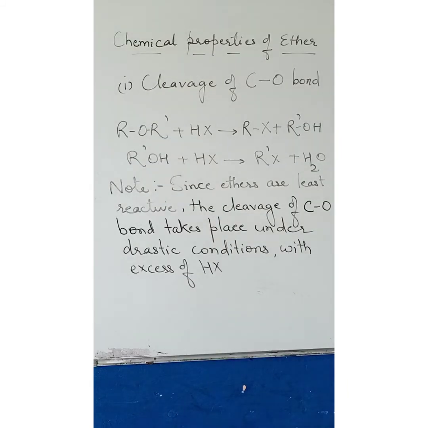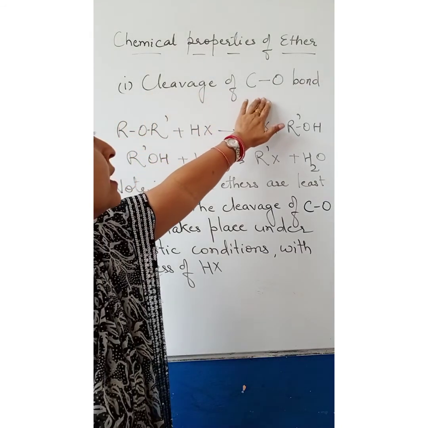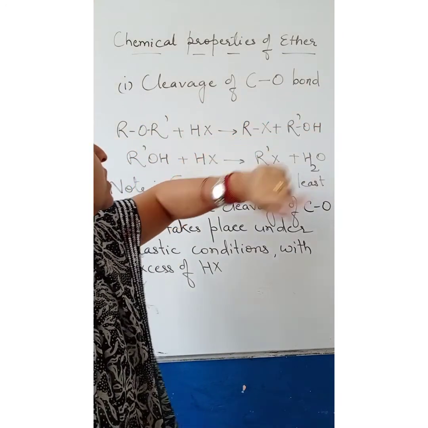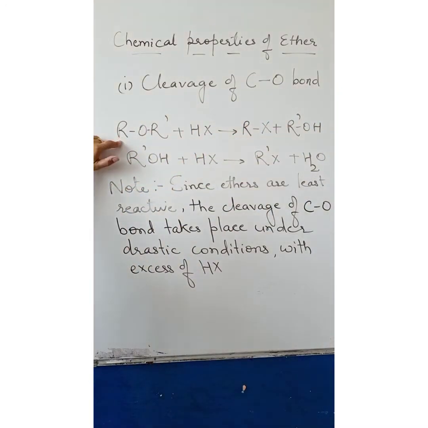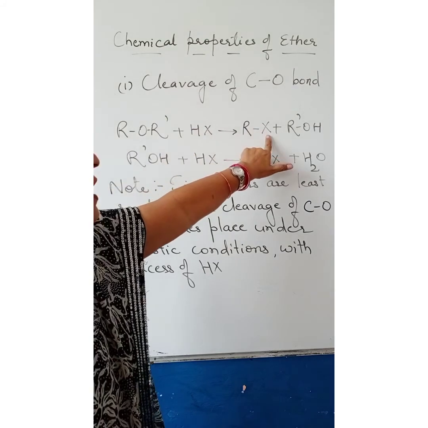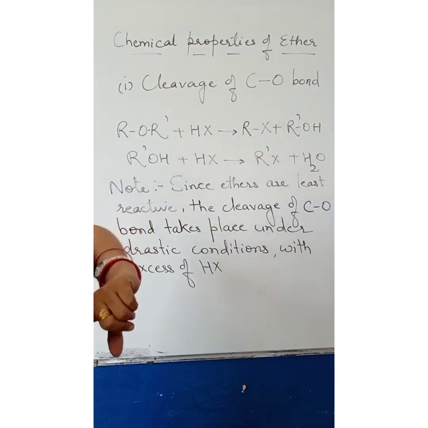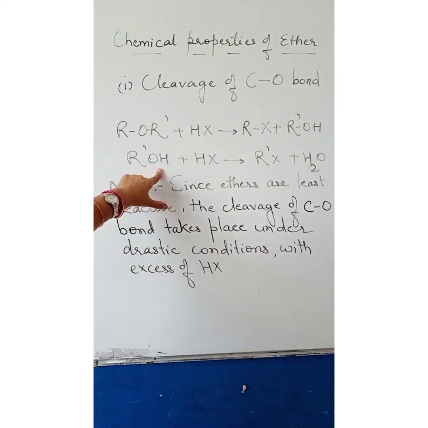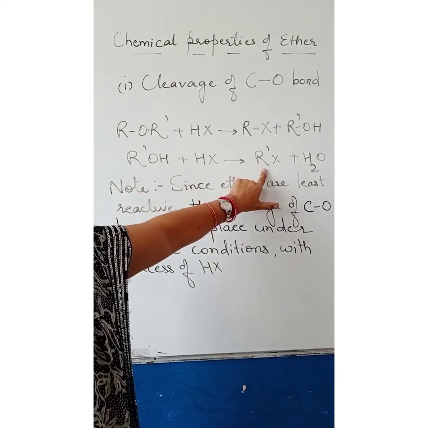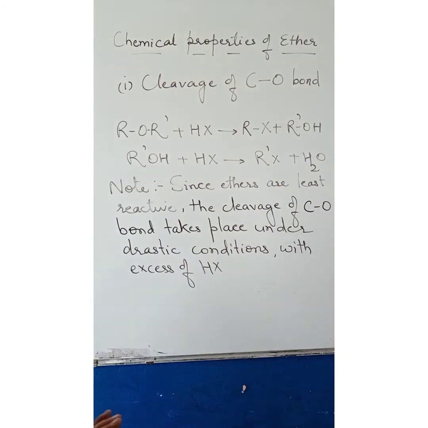Next one is the chemical properties of ether. The first type of chemical reaction ether undergoes is the cleavage of the carbon-oxygen bond. ROR', which is ether, reacts with HX, hydrogen halide, to form RX and a molecule of alcohol. This molecule of alcohol further reacts with hydrogen halide to form haloalkane and a water molecule.